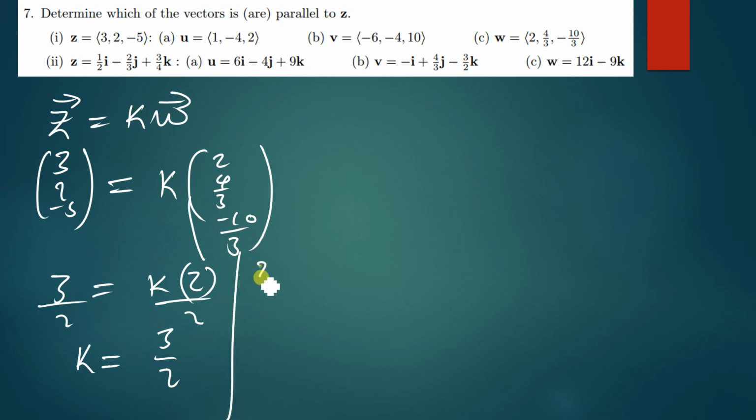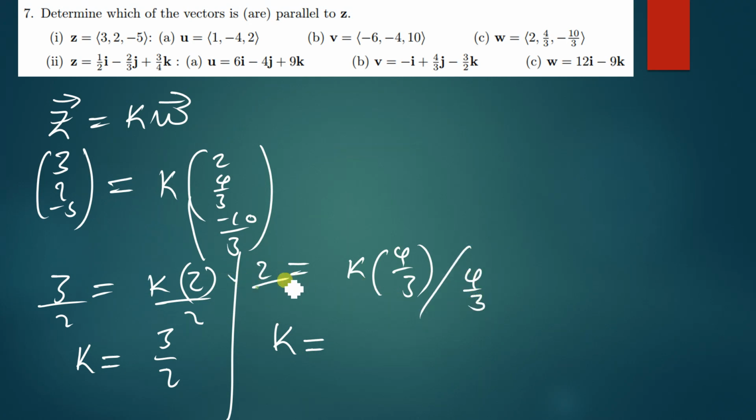For the second part, we get 2 on this side, and we also get k times 4/3. When we divide everything by 4/3, we get the value of k as 3/2. We move on to the last part there.